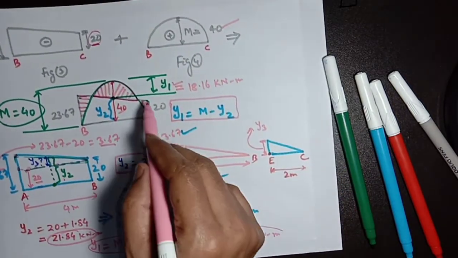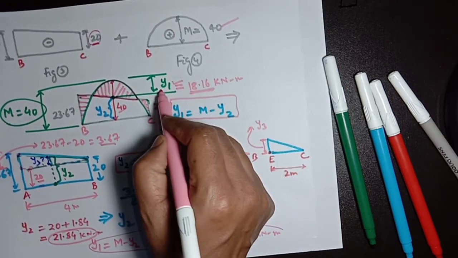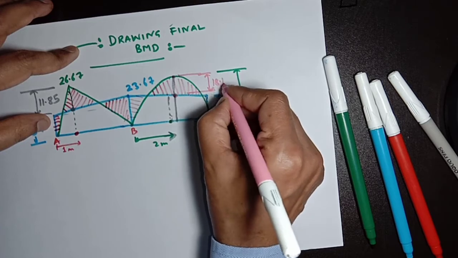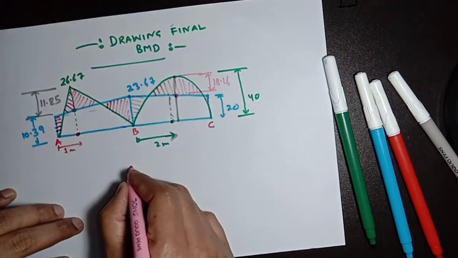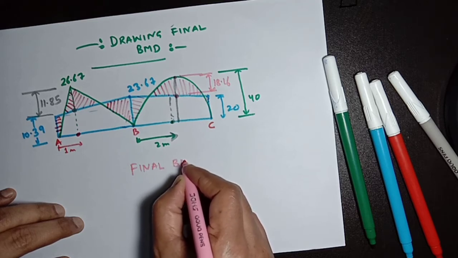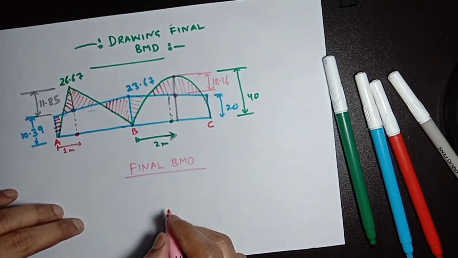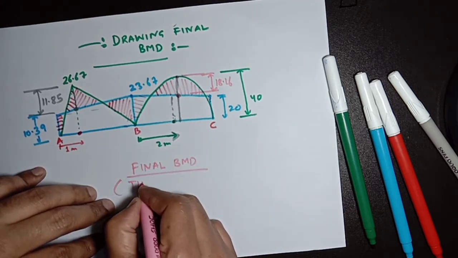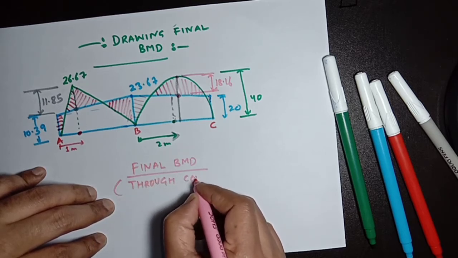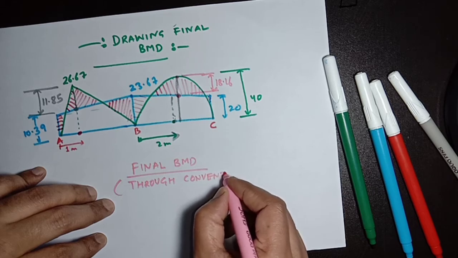This is the 18.16, the Y1 we have calculated here. This value is 18.16. This is the final bending moment diagram, the final BMD, bending moment diagram through the conventional method.